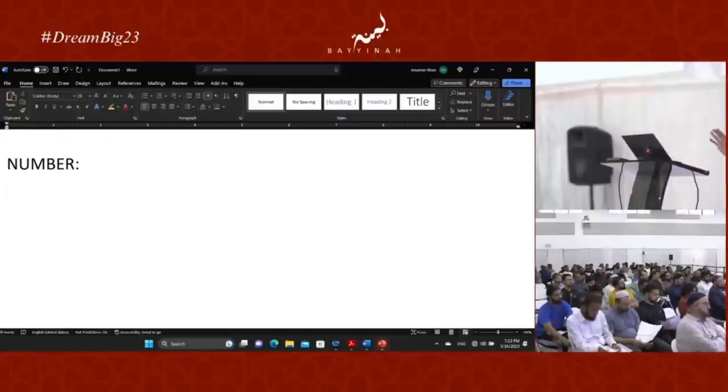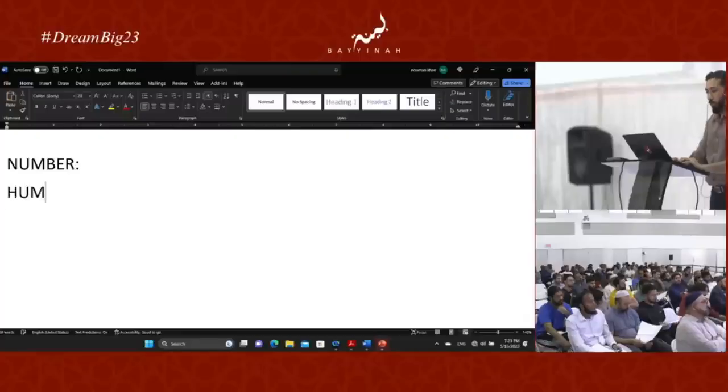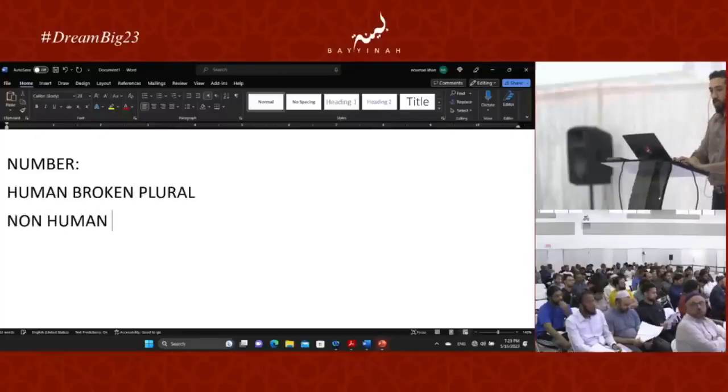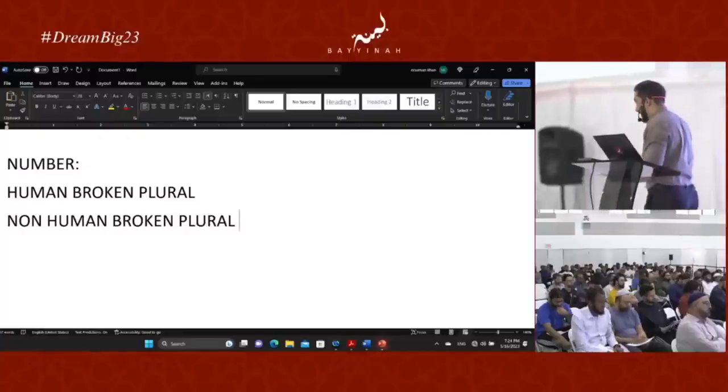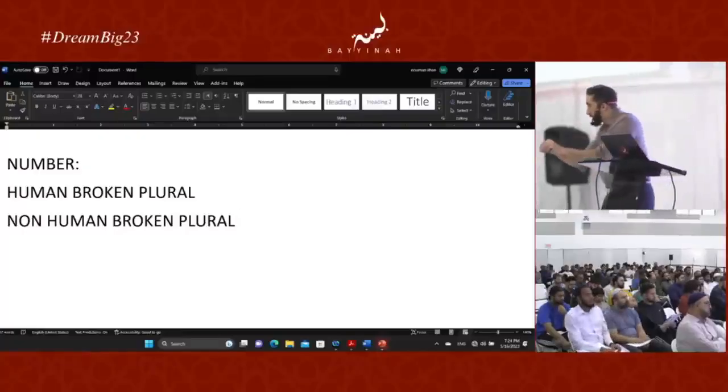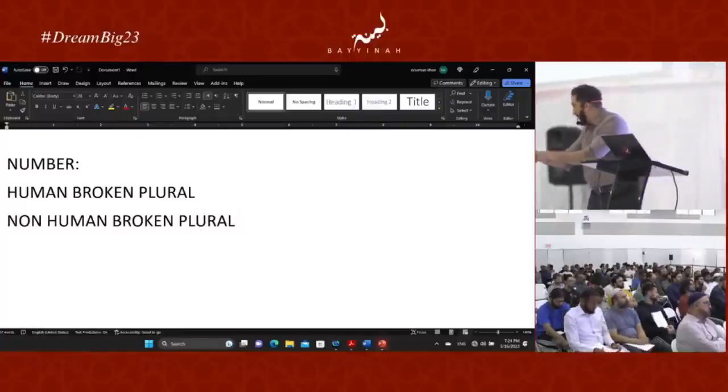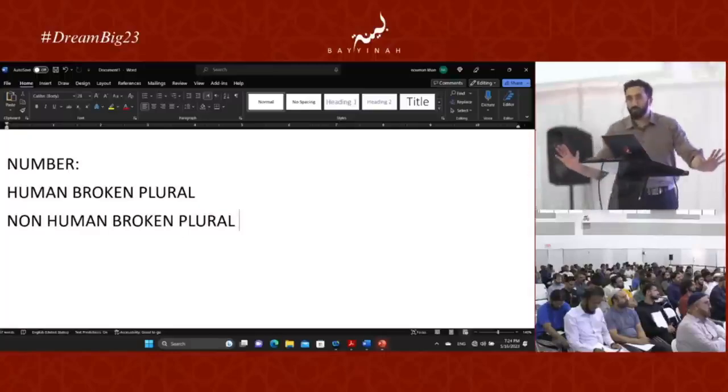So when I say number, the problem part is not 5 items. The problem part is only 2 items, which are human, broken plural, and non-human, broken plural. If you understand this part, the rest of it is piece of cake anyway. Okay, so let's focus on the hardest parts, make them easier, and then the whole subject becomes easier.